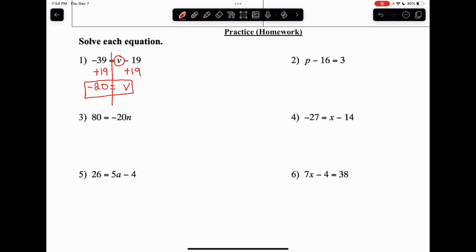Let's try number 2. I am trying to get p all by itself, so I draw a line at my equal sign. The 16 is being subtracted. The opposite of subtraction is addition, so I'm going to add 16 to both sides, and I will get that p is equal to 19.